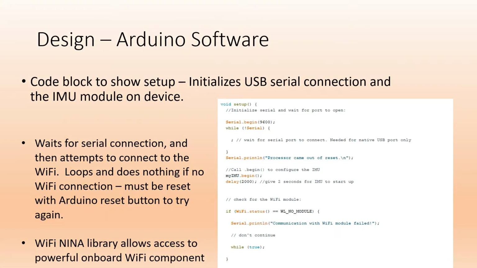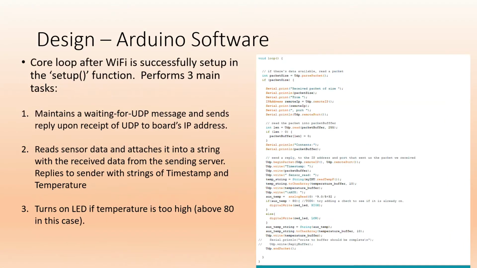Building off of the setup here, the next step was to go into the core loop for the Arduino software. The core loop, after the Wi-Fi is set up, does three main things. First, it maintains a waiting-for-UDP-message state and sends a reply upon receipt of the UDP to the board's IP address. You'll see later the Python software is set up to send a timestamp.